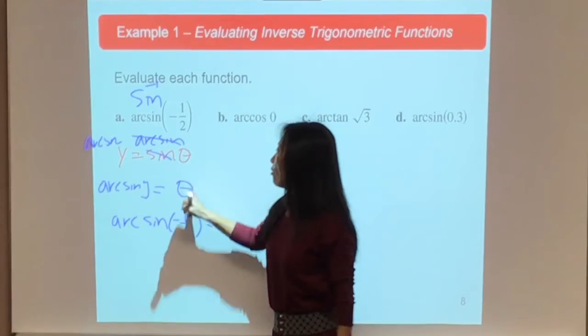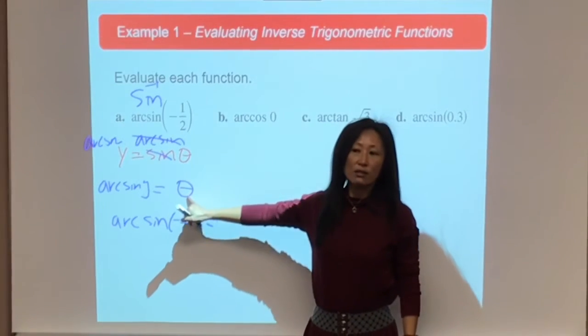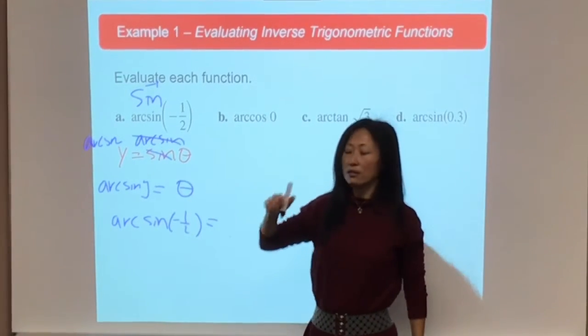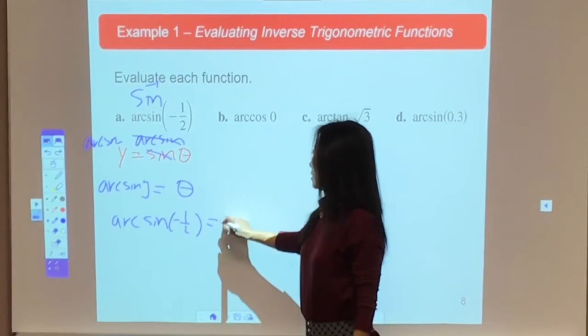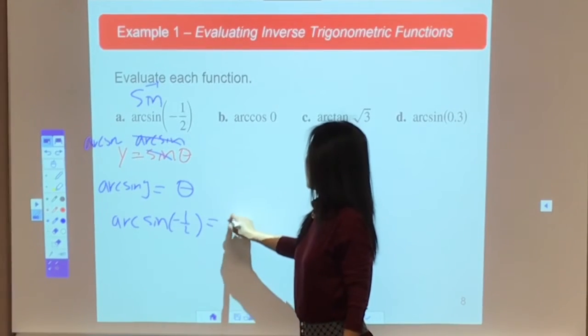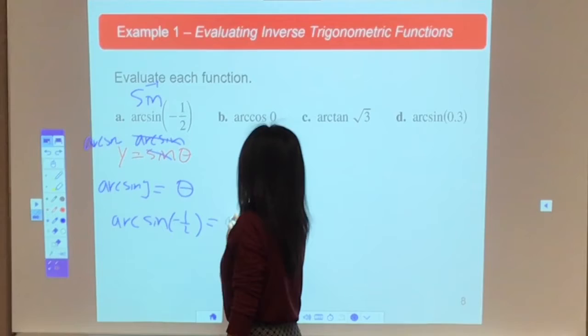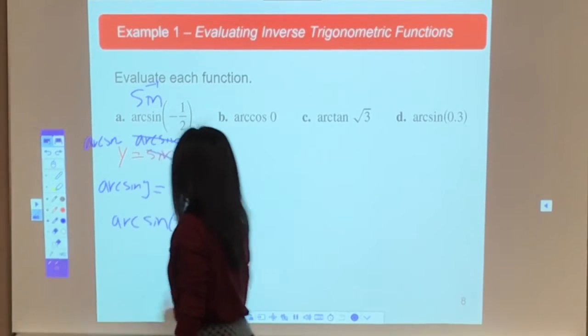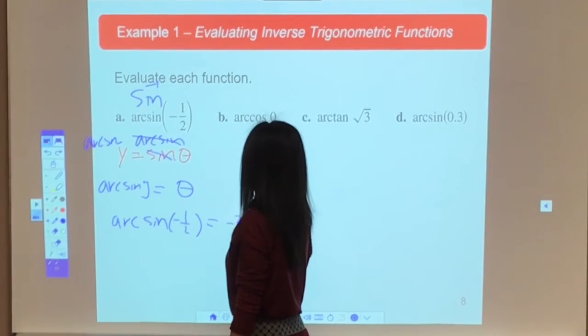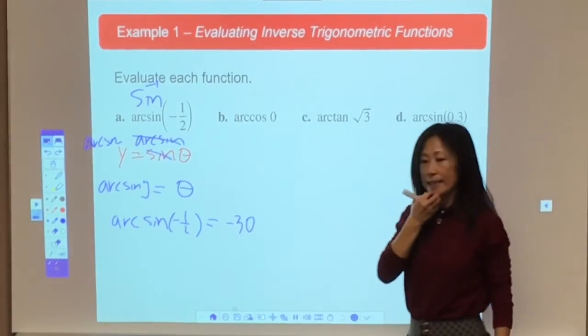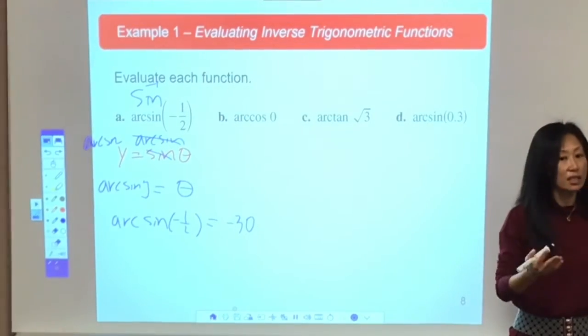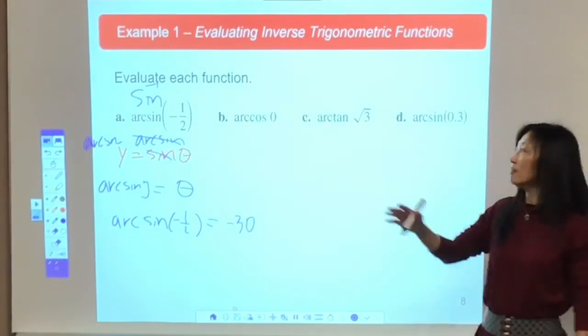No, I want degrees. Okay, degrees. So your answer, what is it? Negative 30. Negative 30. Oh, my bad. Is everybody with me? So this is an easy problem because your calculator can give me whatever I need.